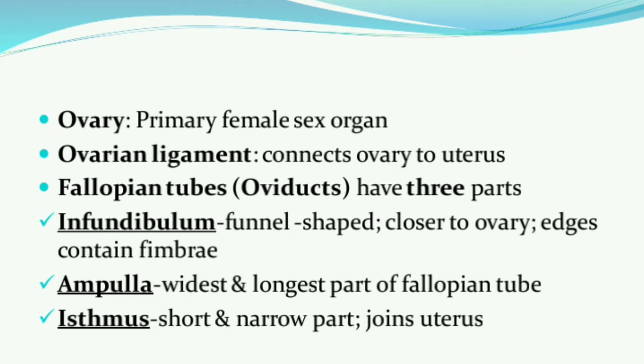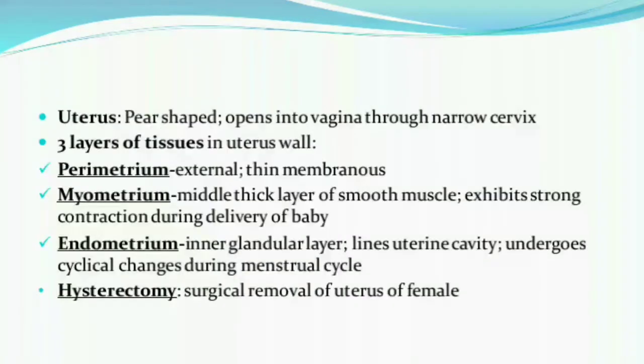Now the infundibulum leads to a wider part of oviduct and this is known as ampulla. And the last part of oviduct, which is the short and the narrowest part, is isthmus. What is its role? It joins with the uterus.